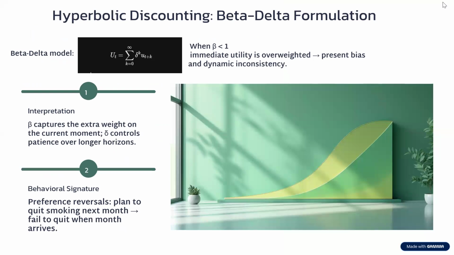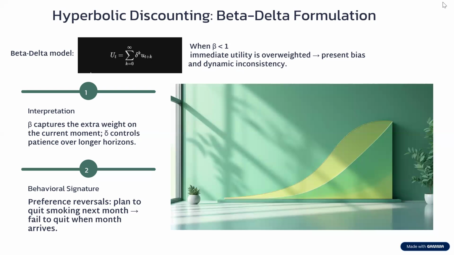Next we have hyperbolic discounting, the beta delta formulation. To fix the classical model, economists developed the beta delta model. In this formula, we add a new parameter, beta, and delta represents your long term patience. Beta represents your present bias, the extra weight you give to immediate gratification. If beta is less than 1, you overvalue the present. This creates a sharp drop off in how much you value the future compared to right now.